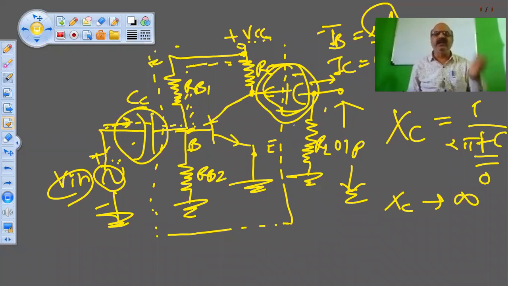So DC signals never pass. Only AC signals will pass through the capacitor. Even slowly varying signals will also be blocked by the capacitor. Fast varying signals will be allowed by the capacitor. So lower frequency signals are blocked by the capacitor. Higher frequency signals are passed by the capacitor. This is the property of the capacitor. Correct?